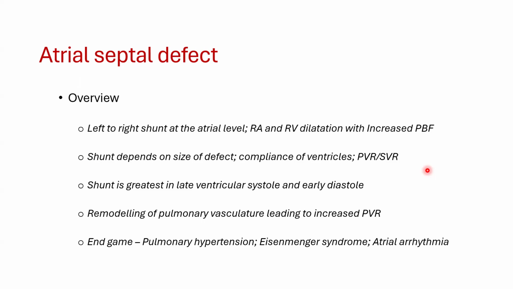And then we said that over a period of time, the left-right heart shunt causes pulmonary overcirculation with remodeling of the pulmonary vasculature, leading to an increase in the pulmonary vascular resistance. And that is why, invariably, by the time you have ASD and you are into your sixth decade, you certainly will have symptoms of pulmonary hypertension, Eisenmenger syndrome, or some form of arrhythmia.